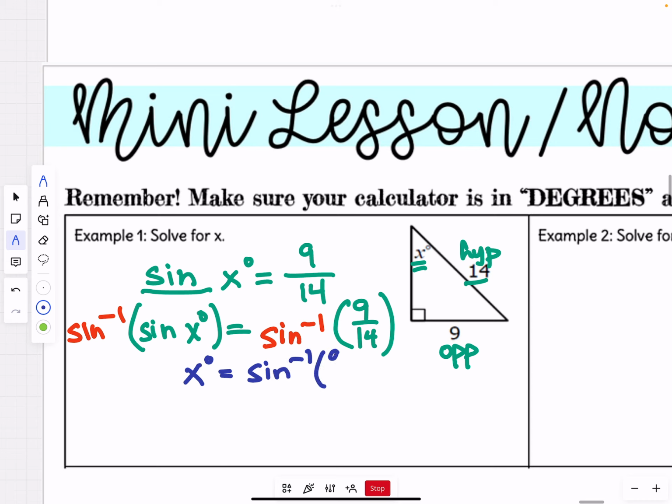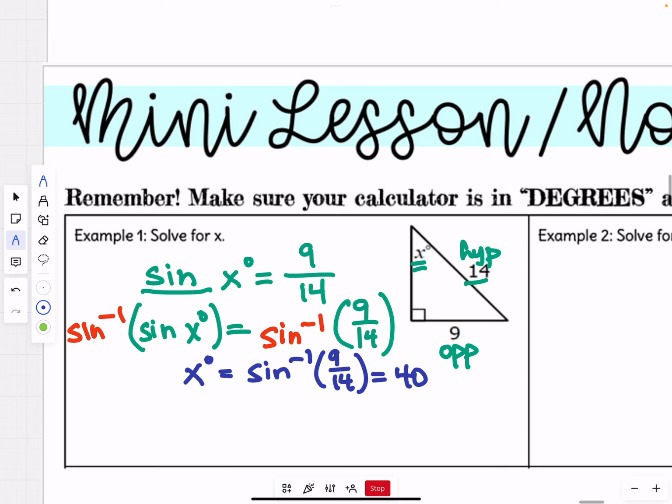of 9 over 14. So I think when you do that, you end up with something along the lines of sine inverse of 9 over 14. That's going to be 40. So x is going to equal 40. The angle measure in that angle is 40 degrees.